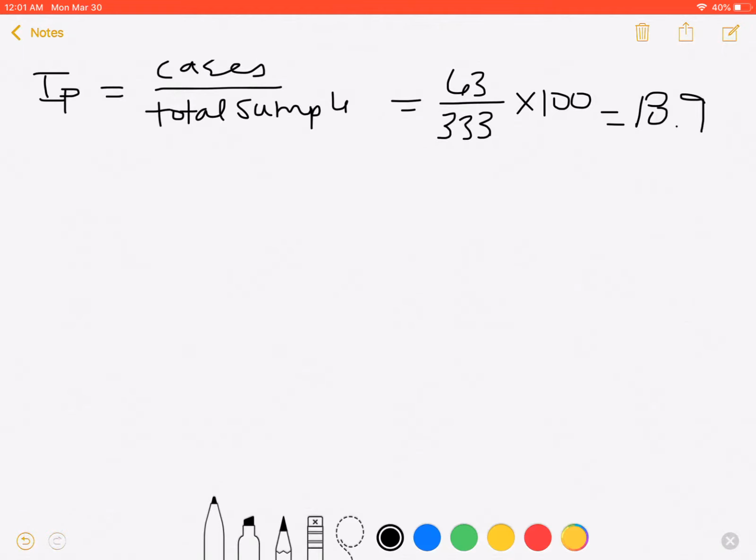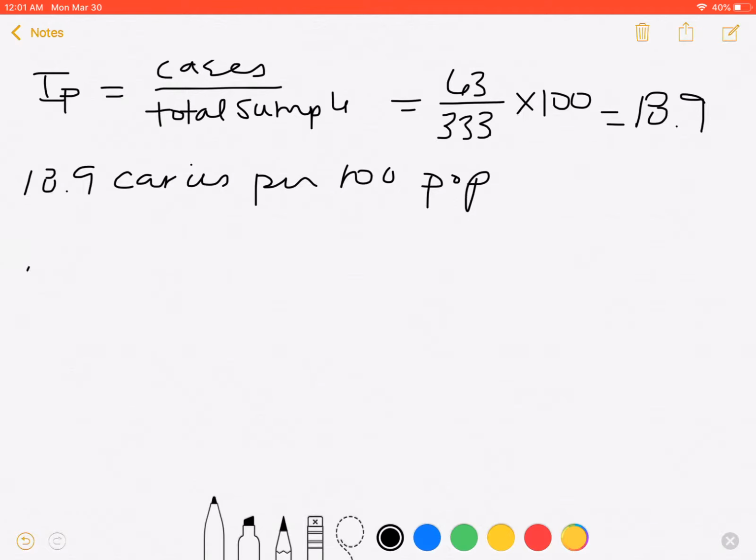The full answer for this would be 18.9 caries per 100 pop. So for every 100 people, every 100 5-year-old kids, there would be 18.9 caries.